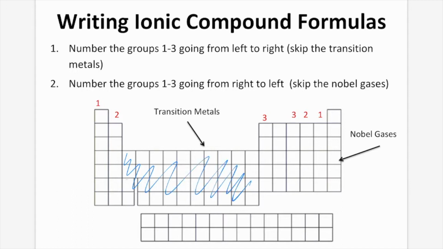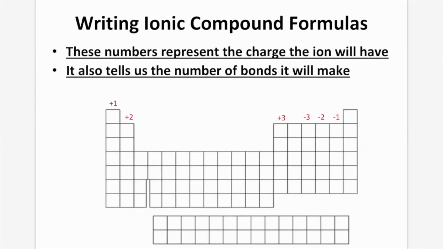Number the groups 1 to 3 going from the right to left. Again, we're going to skip a column, we're going to skip the noble gases. So these are the noble gases, we're going to skip them, and now we're going to go right to left. So remember, for the metals we went left to right, 1, 2, 3, and now for the non-metals we're going to skip the noble gases and go 1, 2, 3. These numbers represent a charge on the ion. It also tells us the number of bonds that it will make. So you can see we went from 1, 2, 3 to +1, +2, and +3. We went from 1, 2, 3 on the right to -1, -2, and -3.